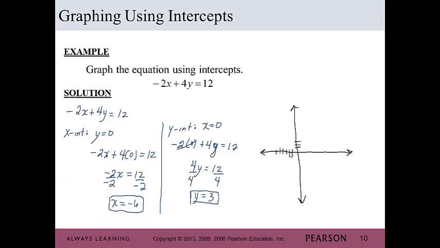So x is negative 6, so on the x-axis find the negative 6. Y is 3, so on the y-axis find the 3. And then connect your points. I messed up a little bit. Try it again. Okay, and this is the line negative 2x plus 4y equals 12.